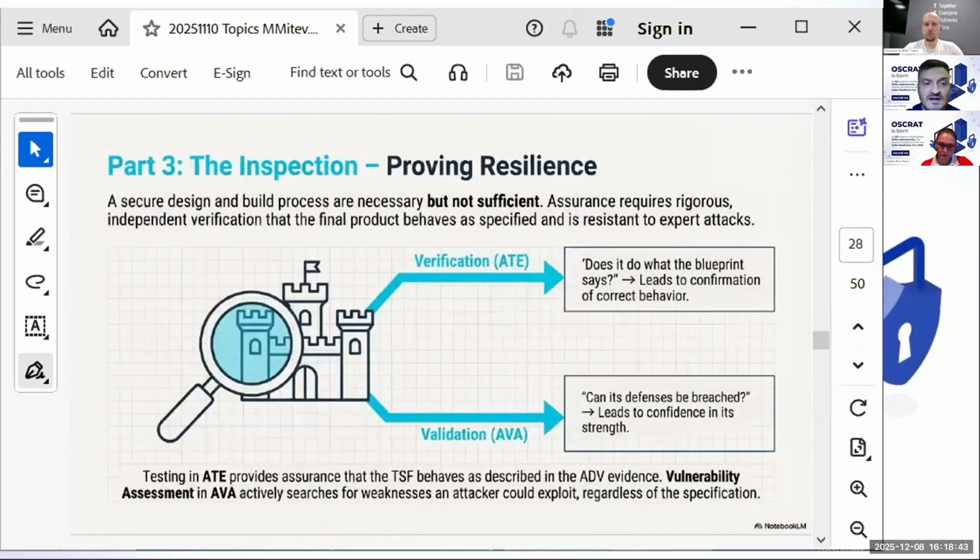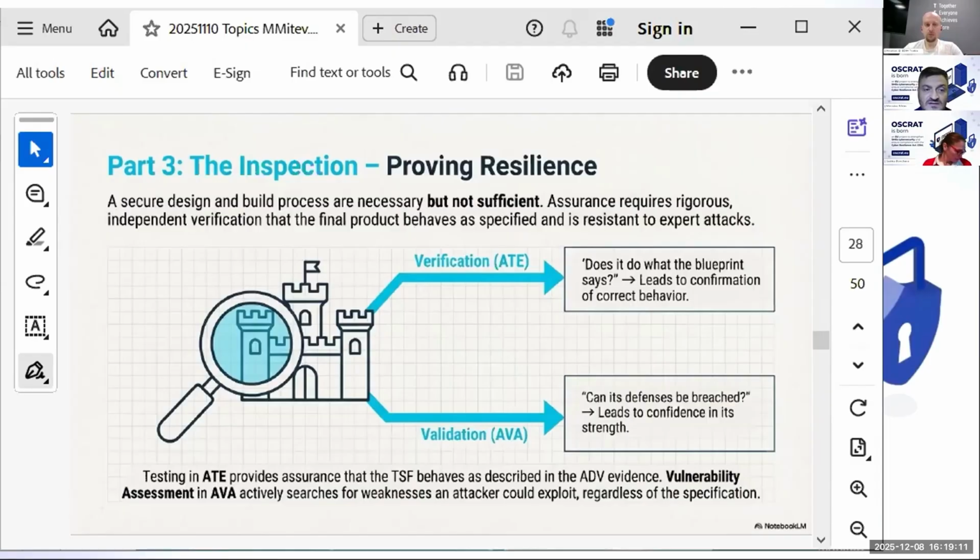A secure design and build process is essential, but not enough. We also need to implement verification. The slide shows two questions. Does it do what the blueprint says? And can its defenses be breached?